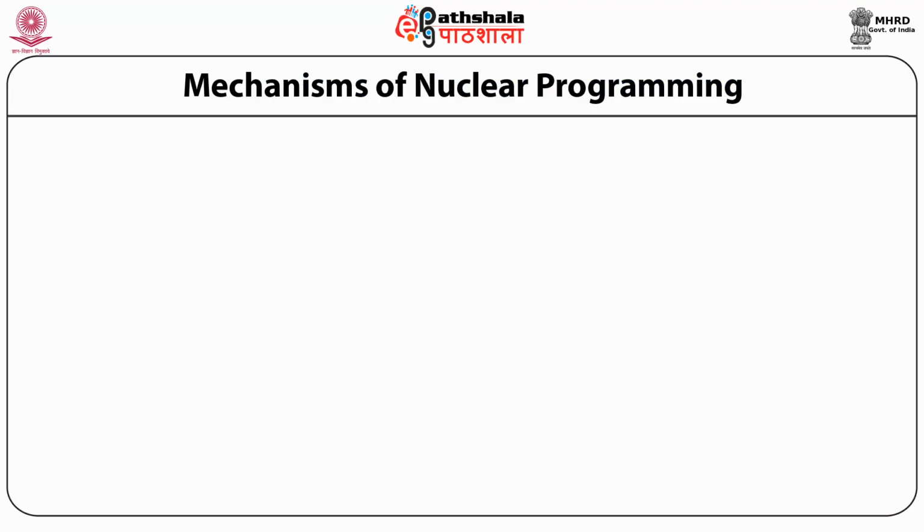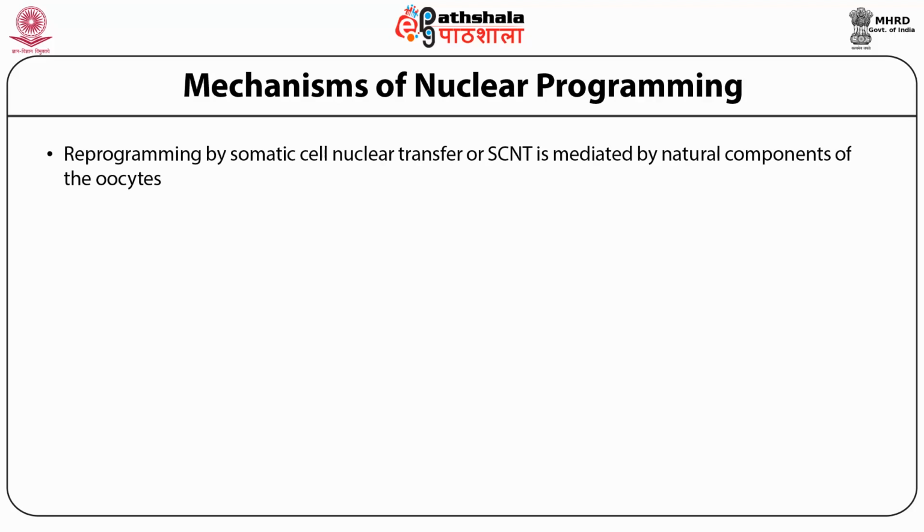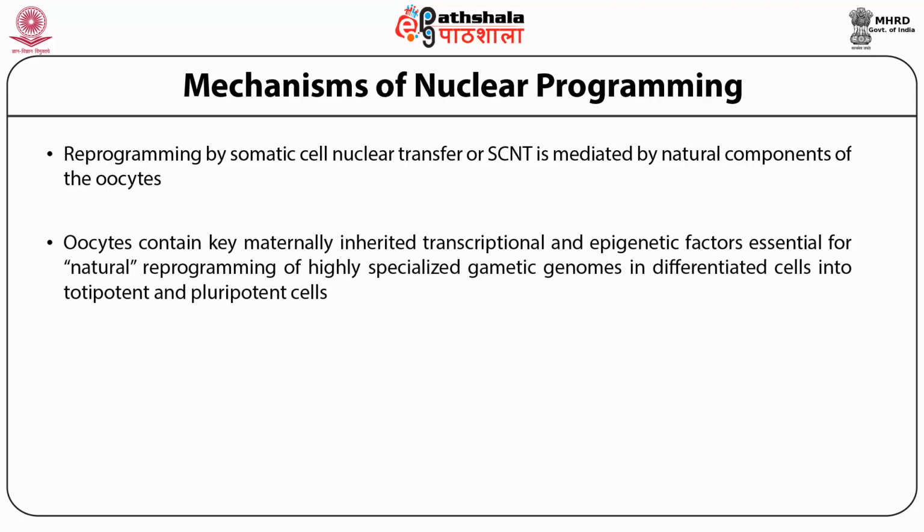Now, coming to the mechanisms of nuclear reprogramming, besides the technical advancements, various groups are also looking into the underlying mechanisms of nuclear reprogramming. Reprogramming by somatic cell nuclear transfer is usually mediated by the natural components which are present in the oocytes. Now, the oocytes contain key maternally inherited transcriptional and epigenetic factors which are essential for natural reprogramming of the highly specialized genomes of differentiated cells into totipotent cells or pluripotent cells. What are these factors? Still, largely they are undefined.